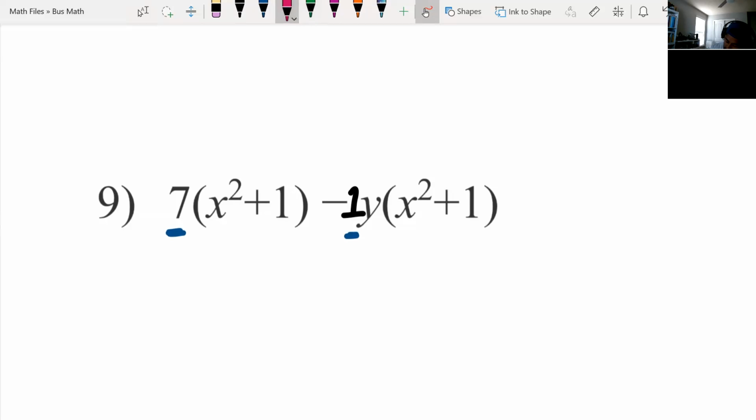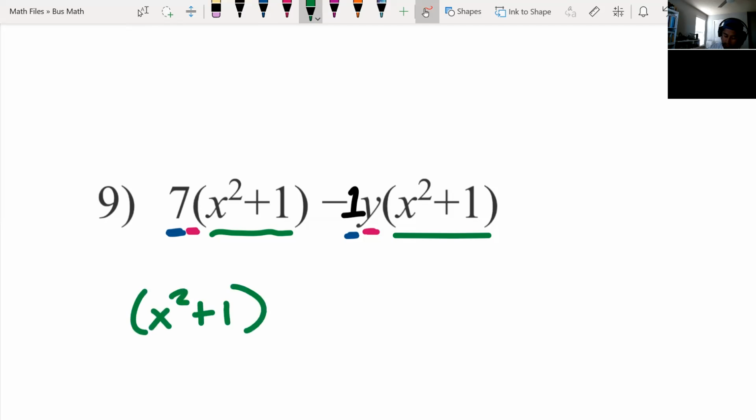There's a y here, but no y there, which means we can't factor out a y, which means we look at the next term and here you have an x squared plus 1 and there you have an x squared plus 1. Do those look common? They look the same, right? Yeah, they look the same. So our common factor here is just x squared plus 1.